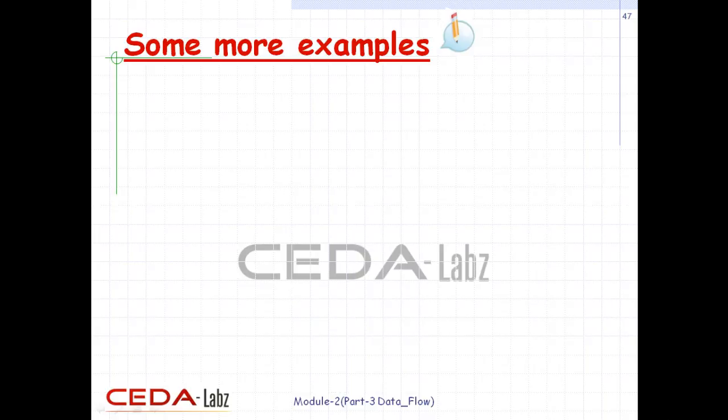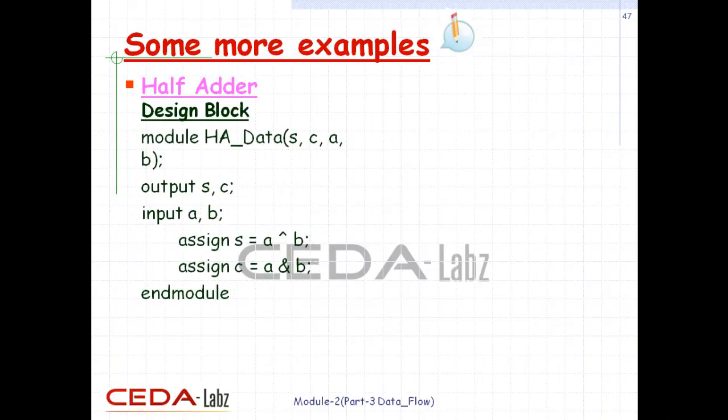Another example, in the last tutorial, we modeled half-adder through gate-level modeling. Here we are designing half-adder via data flow modeling. We will start exactly in the same way, with the keyword module. Module name is HA_data, followed by port list. Sum, S, and carry, C, are declared as output. Inputs A and B are declared as input.